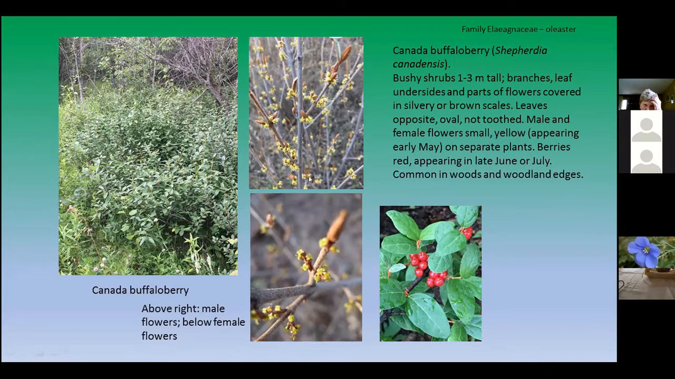Separate sexes on separate plants. This is the male plant with tiny yellow flowers. It's already flowered. It's one of the earliest flowering shrubs. These are the female flowers with a little stigma sticking out, and these are the ones that will produce the red berries in June or July. So that is to be looked for. It's certainly to be expected, but I didn't actually see it. I think it was on the list, though.